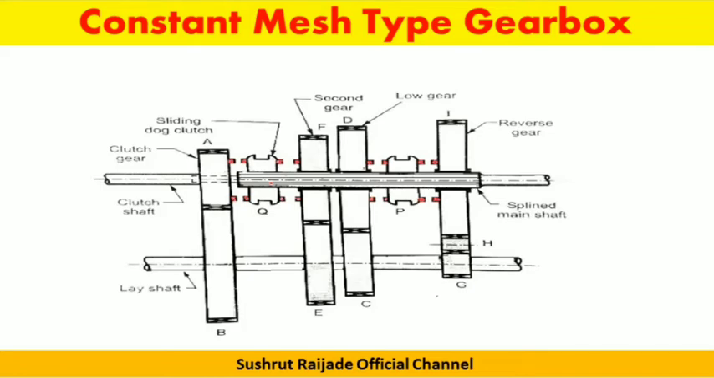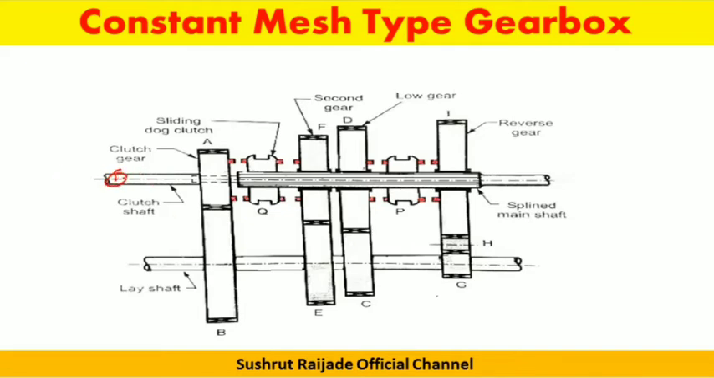We are going to see the construction and working of the constant mesh gearbox. This figure shows the typical 3 forward and 1 reverse gear configuration. Let us see the construction. First of all, there is a clutch shaft. This clutch shaft is the input shaft.